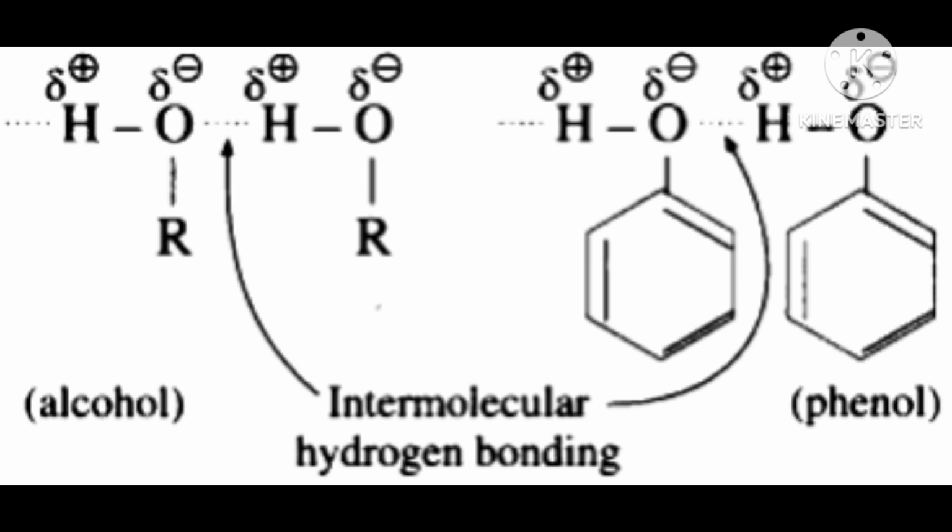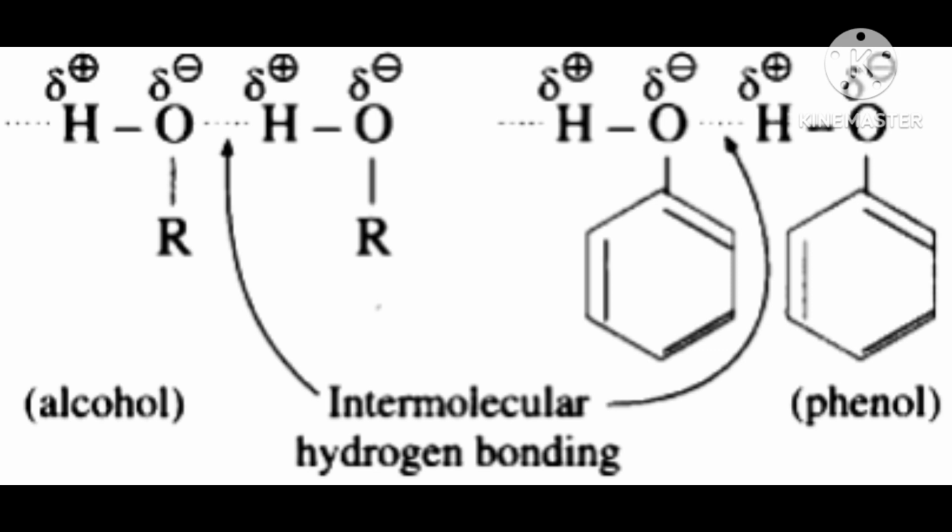Why? Because of the increase in van der Waals forces. In alcohols, the boiling point decreases with increase of branching in the carbon chain. Why? Because of decrease in van der Waals forces with decrease in surface area. The question is asked: why does the boiling point decrease? Boiling point decreases with increase of branching in the carbon chain, because of decrease in van der Waals forces with decrease in surface area.